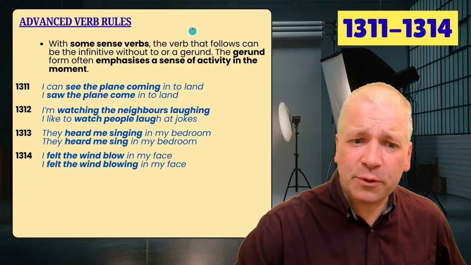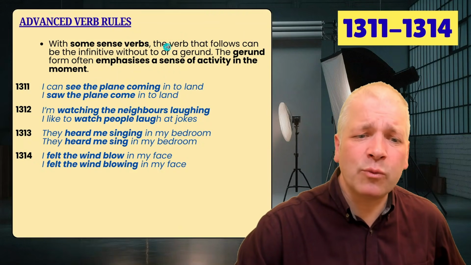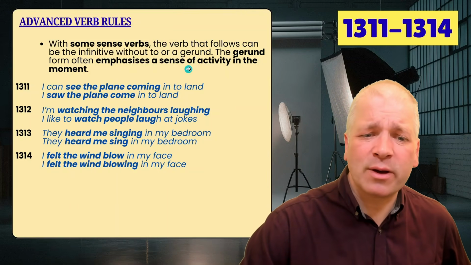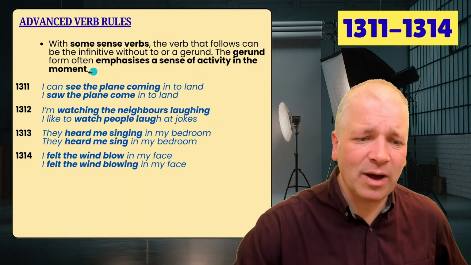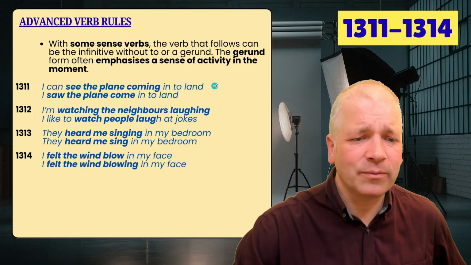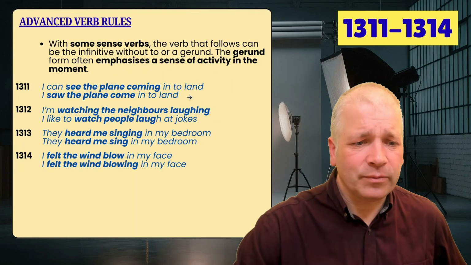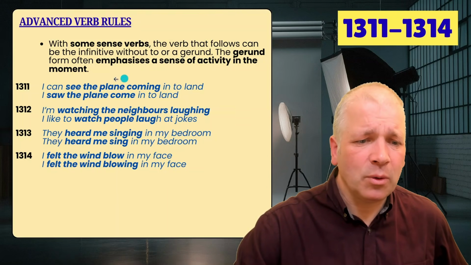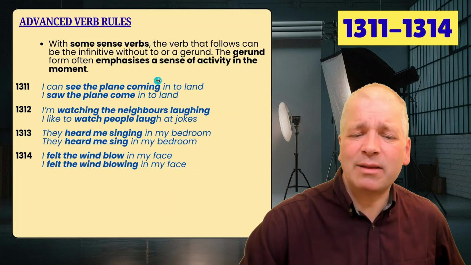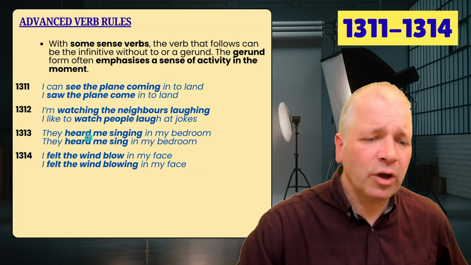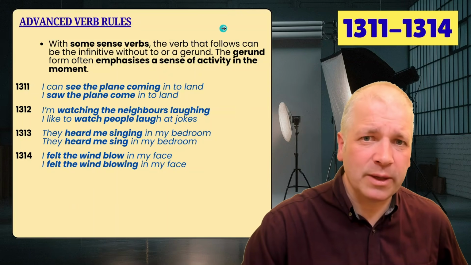With some sense verbs, the verb that follows can be the infinitive without to or a gerund. The gerund form often emphasizes a sense of activity in the moment. I can see the plane coming into land. I saw the plane coming to land. So the gerund form emphasizes the activity more. I can see the plane coming into land. That's the activity in the moment is important here. It's the same with watch, heard, and felt in the other examples here.